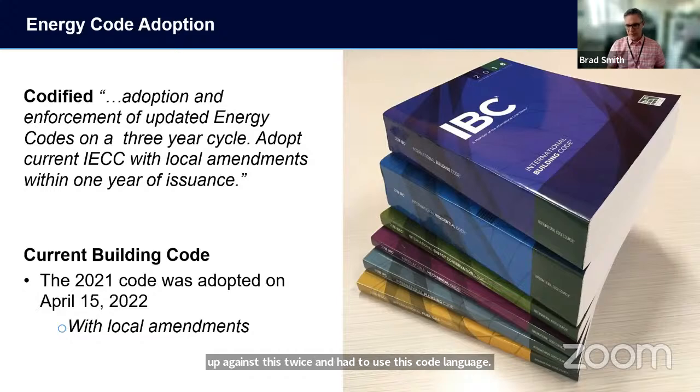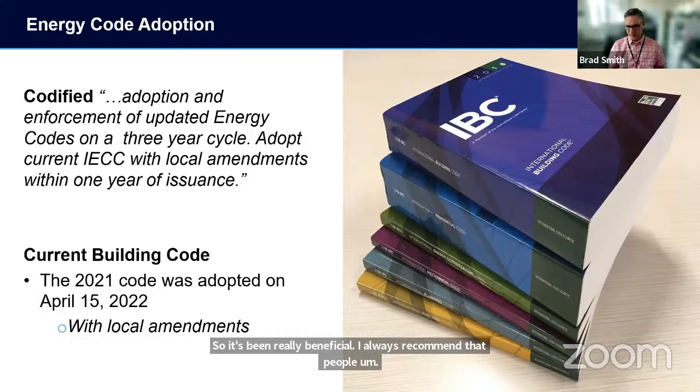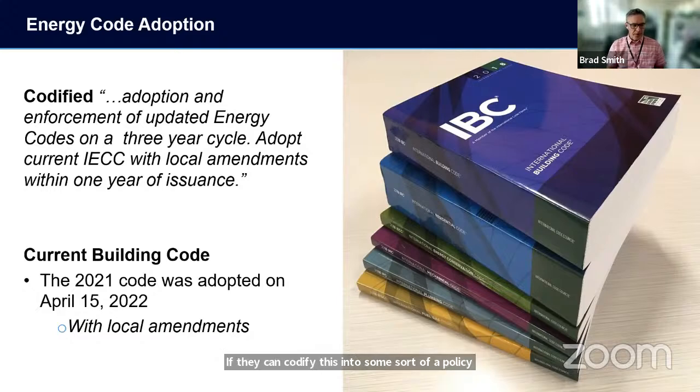I always recommend that people, if they can, codify this into some sort of a policy, whatever they're developing. We are currently on the 2021 version of the International Energy Conservation Code. We adopted that April 15th of 2022, and we typically amend the code to align with our climate plan.